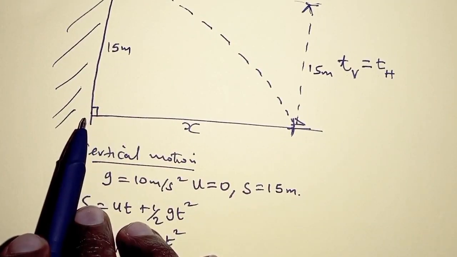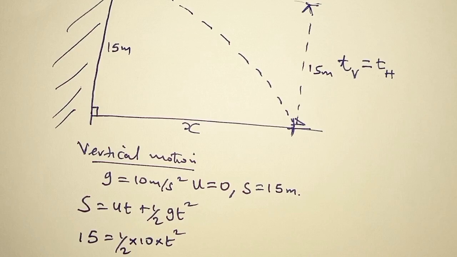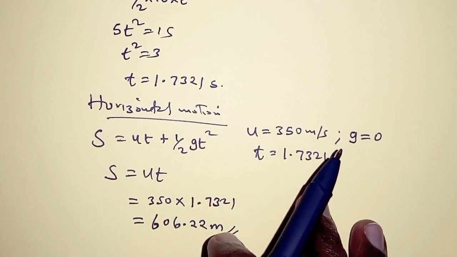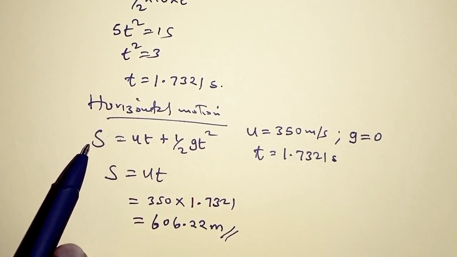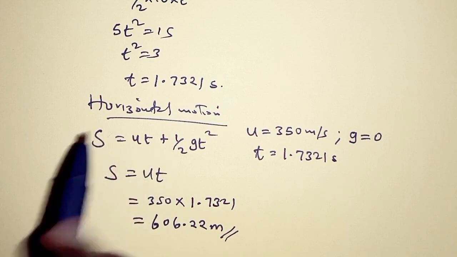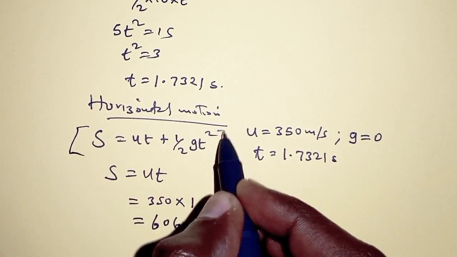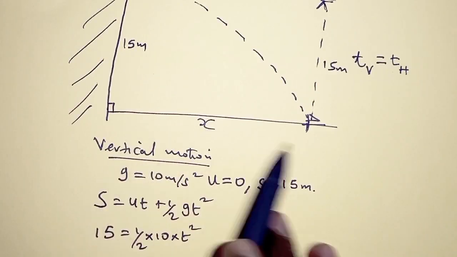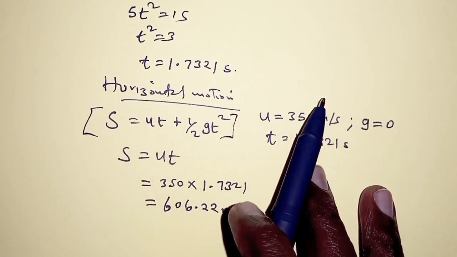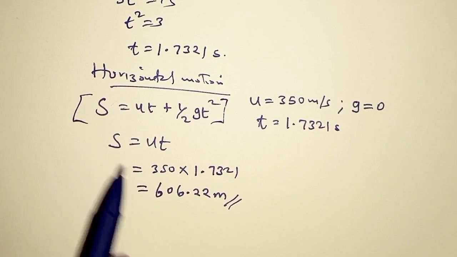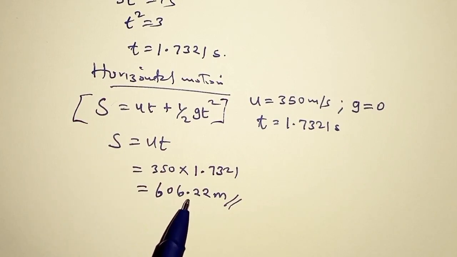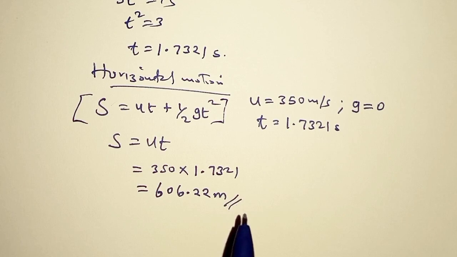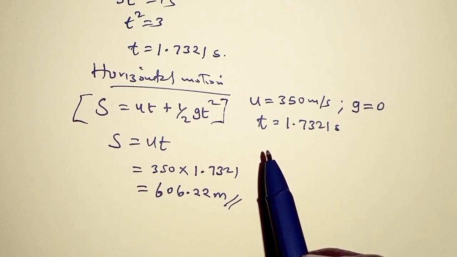So the horizontal distance x as obtained in this equation, so x is the distance s as we can see in the equation of linear motion. So s is the x we had indicated in this diagram. So the distance is 606.22 meters. And with that, we come to the end of the solution to this problem.